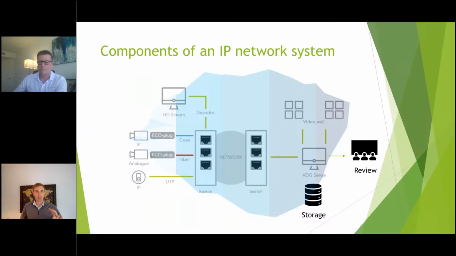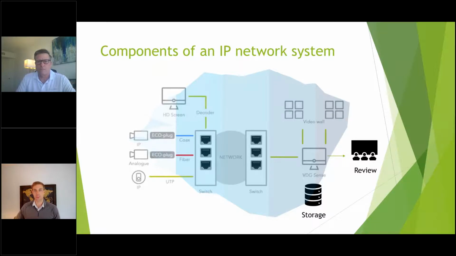And then I took the iceberg and tilted it on its side, so now we can see it illustrated in the real world, or at least an illustration of what that looks like. We've got our IP or analog cameras on the edge, connected to an encoder into a network switch, through the network and back to this VDG Sense right here, which essentially is the brain of the whole solution.